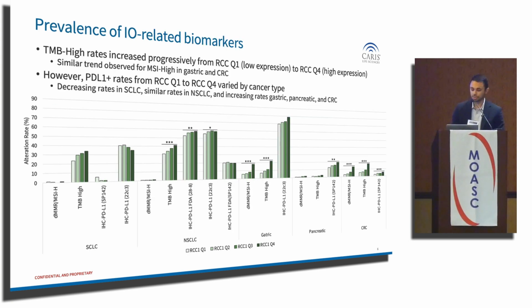So this slide demonstrates the prevalence of IO-related biomarkers in association with RCC1. We found a positive association of TMB high rates and increasing RCC1 expression in non-small cell lung cancer, gastric cancer, and also colorectal cancer. And then the PD-L1 rates also progressively increased with RCC1 expression in non-small cell, pancreatic, and colorectal cancer as well. The PD-L1 rates decreased in small cell, but this was not statistically significant.